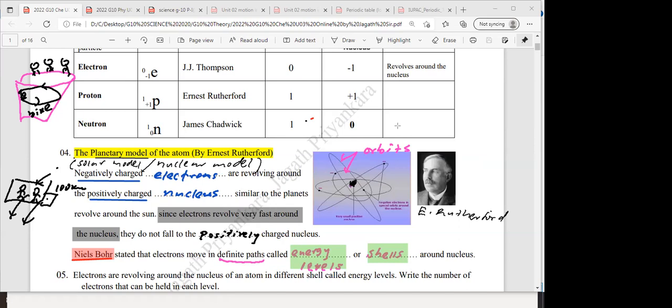So you can write in your short notebook: Ernest Rutherford is connected with two discoveries in chemistry. One is the discovery of the proton. The second, most important connection with Rutherford in chemistry, is the planetary model or nuclear model of the atom. Number one, discovery of the proton. Number two, planetary model of the atom. Okay, now I'll erase the screen.